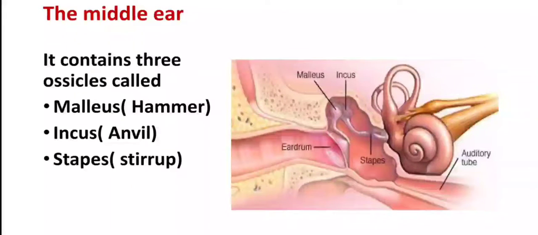Middle ear. It consists of three small bones known as ear ossicles. First is malleus. You can see in this diagram. It is hammer-shaped bone. Then is incus, also known as anvil. Then there is stapes, which is attached to the oval window, and this is also known as stirrup.